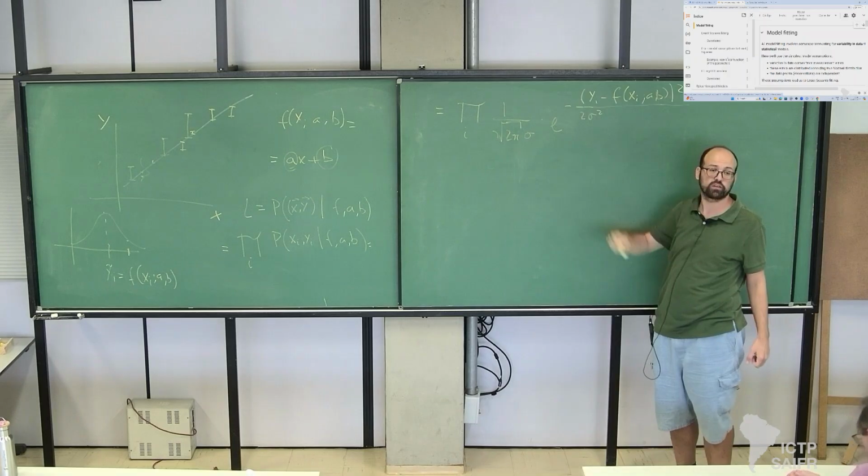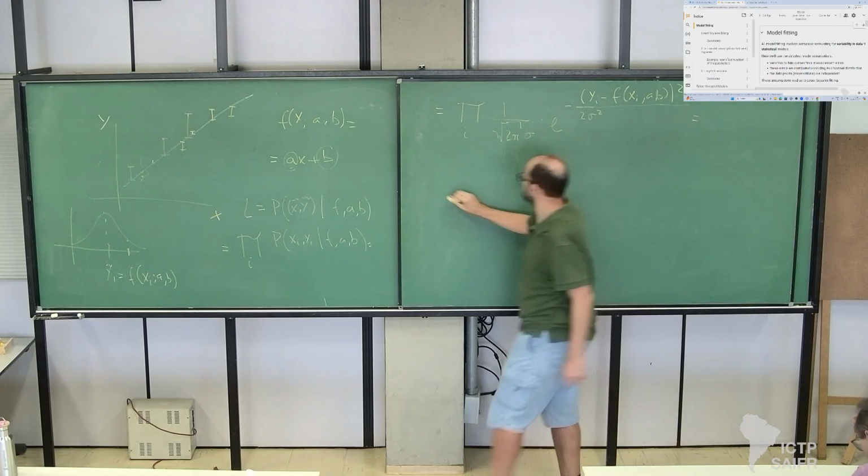What is the product of exponentials? It's just the exponential of the sum of the exponents. I'm assuming that all of these terms have the same sigma. This is not strictly necessary, but makes everything easy. So this constant term is going to be 1 over square root of 2 pi times sigma to the power n, since I have n points, from 1 to n. And inside here, I'll have the exponential.